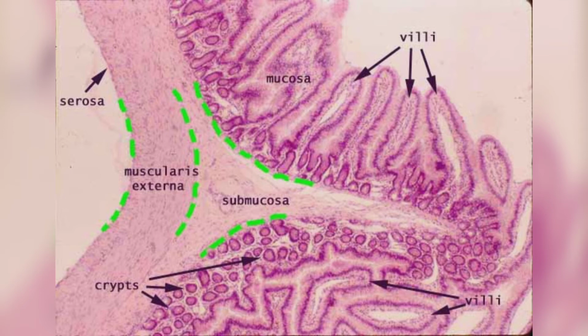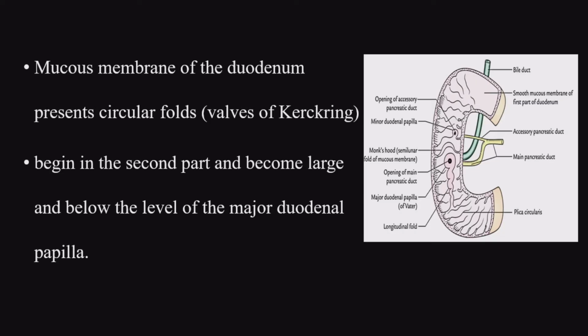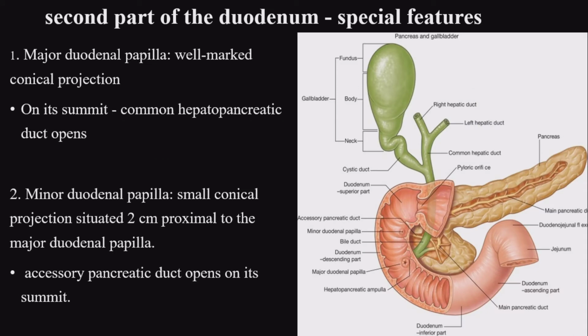The outermost part of the duodenum is the serous layer. It is mostly connective tissue. Being a part of the small intestine, the mucous membrane of the duodenum presents circular folds. This is called valves of Kerckring. But they begin in the second part and become large and closely set below the level of the major duodenal papilla. In addition to this, the interior of the second part of the duodenum presents a few special features.